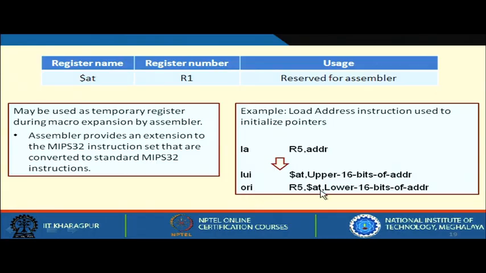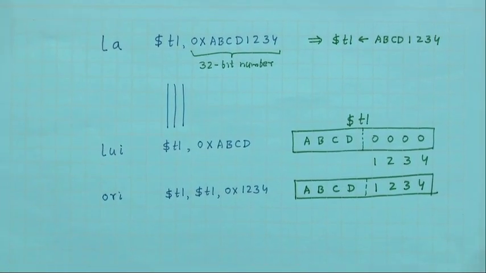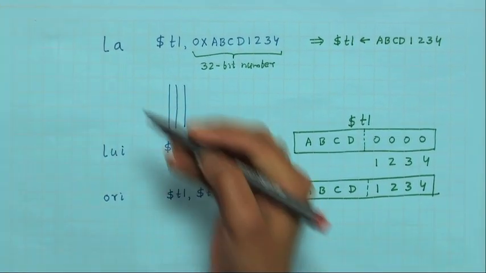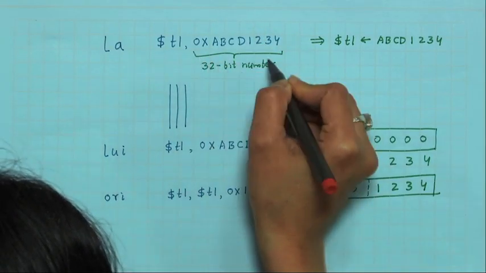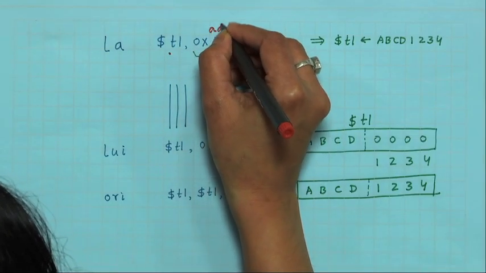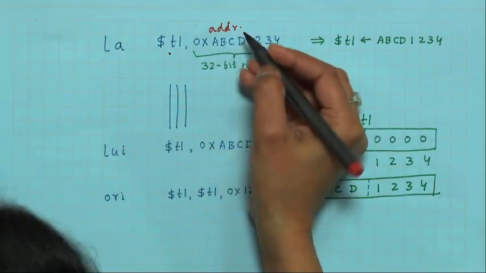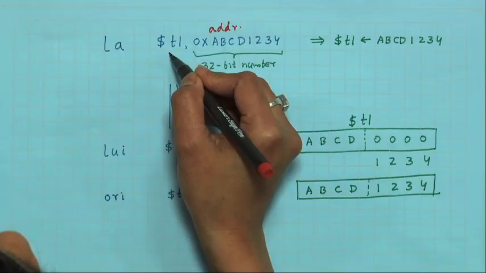We are doing an OR immediate with the lower 16-bit address. Firstly, I have loaded the 16-bit number in the upper immediate. So, let us take this example that will make it clear. See this example, what we are doing here. This load address is loading this particular address into T1, and this is nothing but ADDR. Either you write ADDR or actually this address will get loaded in T1.